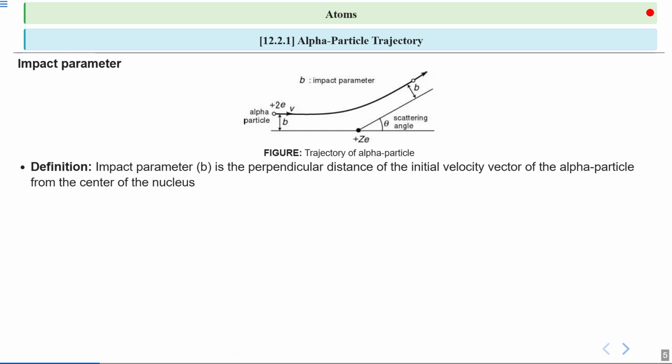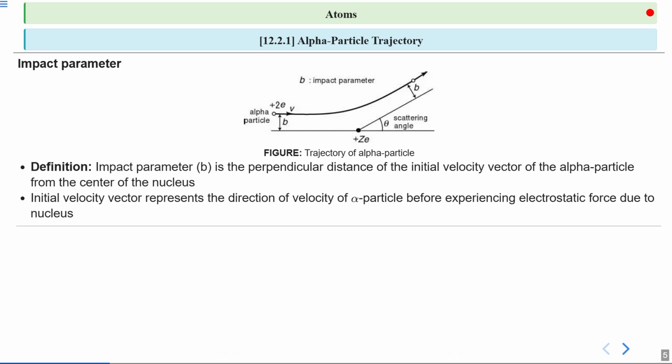So what is the definition of impact parameter? The impact parameter b is the perpendicular distance of the initial velocity vector of the alpha particle from the center of the nucleus. We draw a line passing through the center of the nucleus, and the perpendicular distance from that line to the initial direction of velocity of the alpha particle before scattering is the impact parameter, denoted as b.